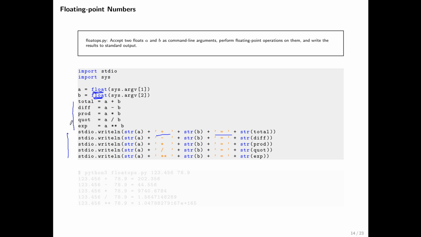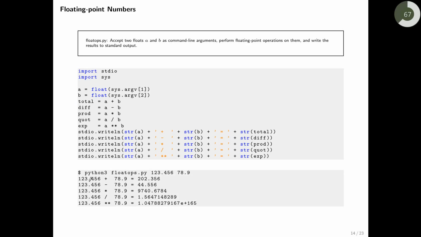All right, so let's look at some output. If we run floatops.py with the command line arguments a equals 123.456 and b equals 78.9, the program comes back with this output. This line of output is from here, this line of output is from here, and so on, and finally this line of output is from that function call.